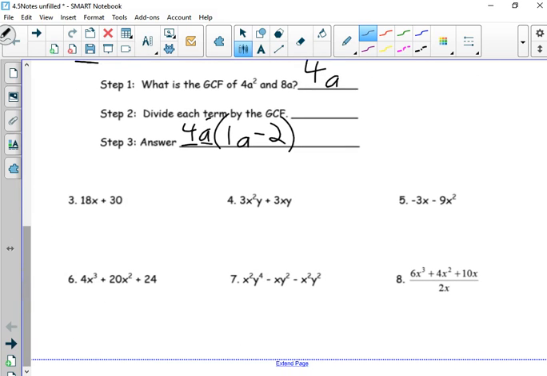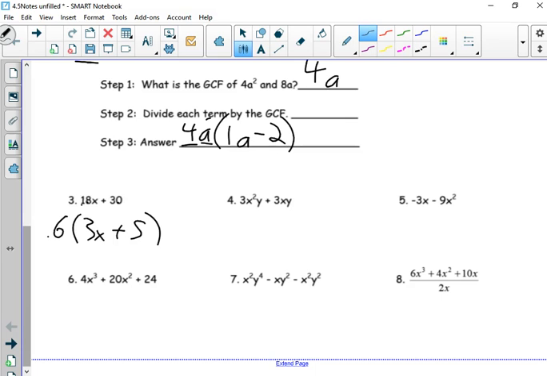All right, so now we're just going to do it. Okay? So, what goes into 18 and 30? Okay, 2 goes in, right? But it's not the biggest one, it's 6. No letters in common, so we just start dividing. 18 divided by 6, 3. 30 divided by 6, 5.